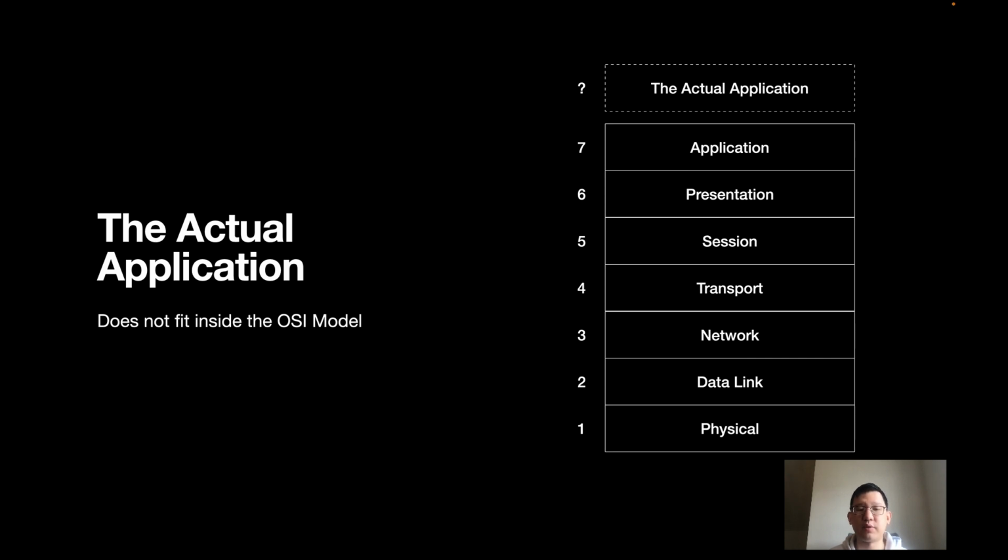Now, if we were to expand the purpose of the OSI model to something a bit more generic that's beyond networking, then the actual application would sit somewhere above the layer 7 application layer.